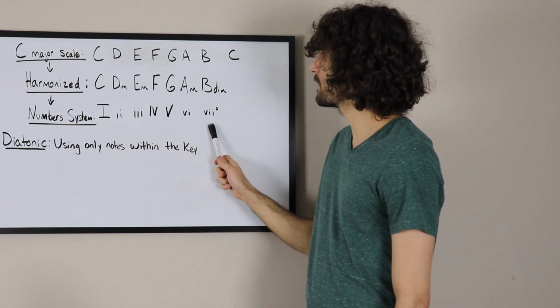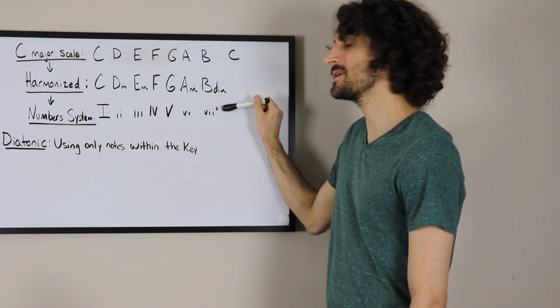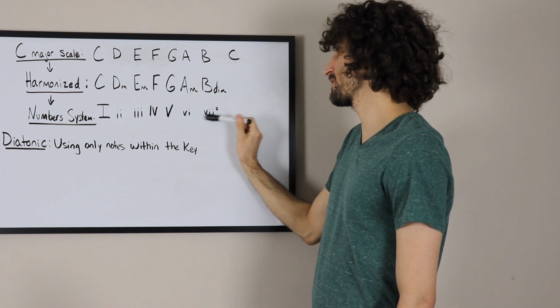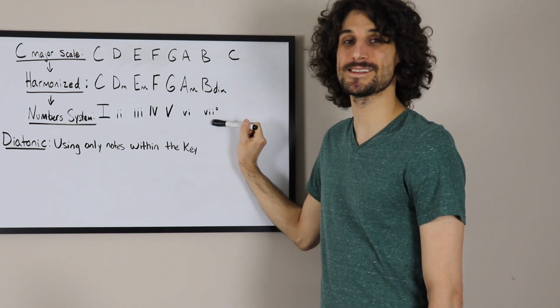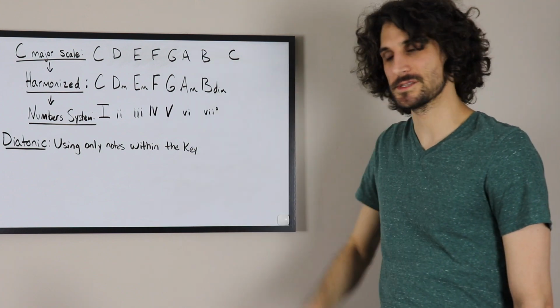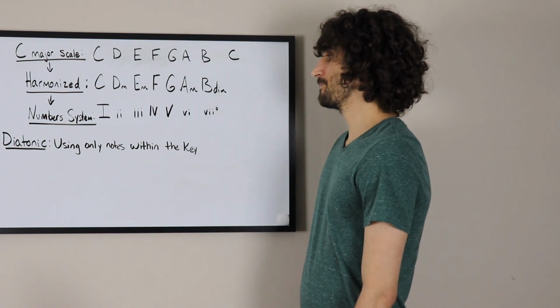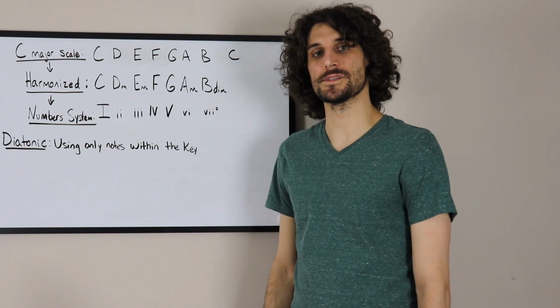And then we have this weird diminished chord thing over here. So diminished chords are notated with lowercase letters, and then also this little degree symbol. So just a little circle next to it. And that's all you need to know about the number system for now.